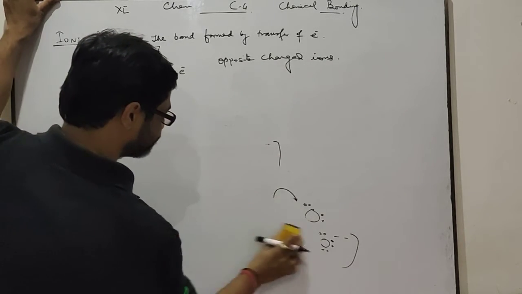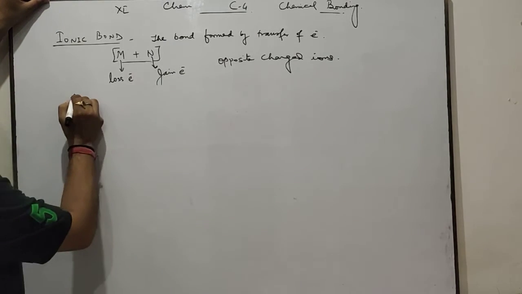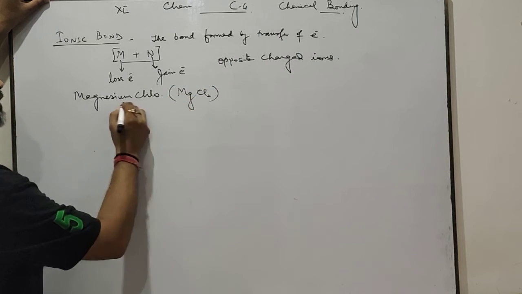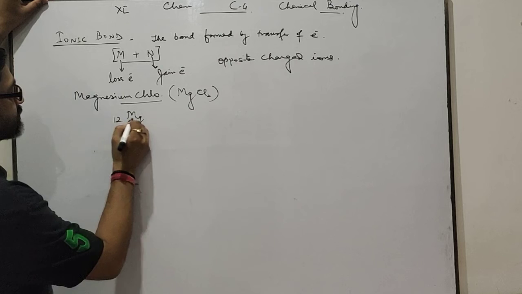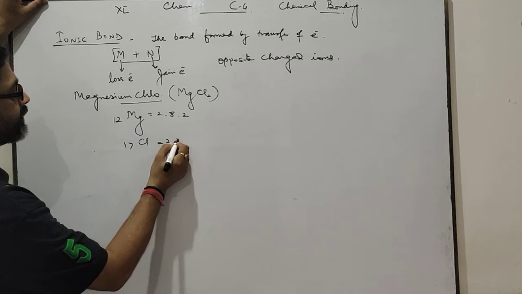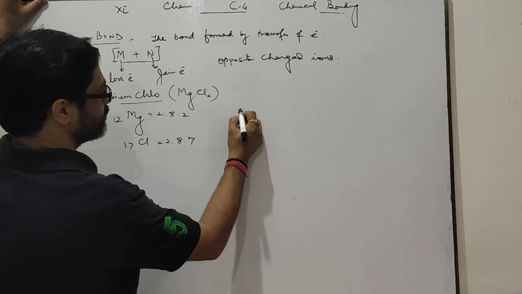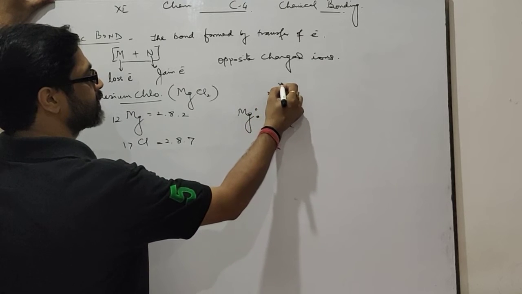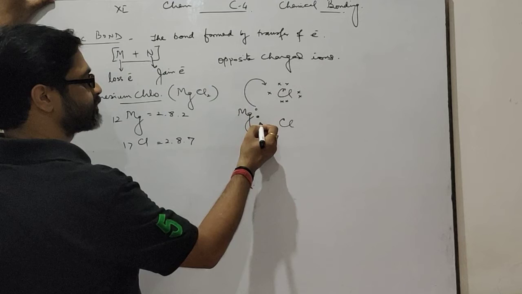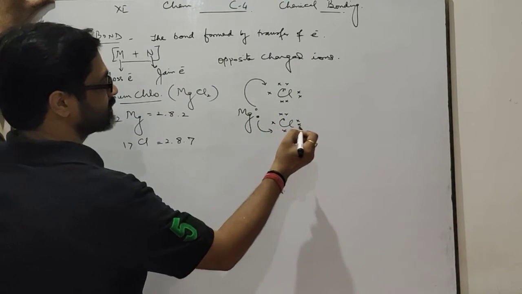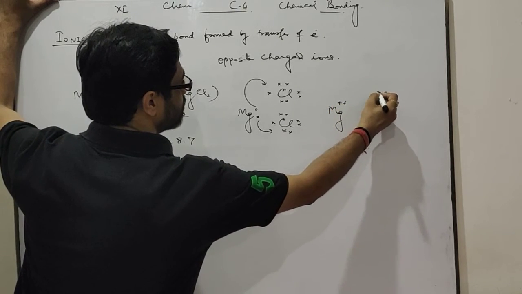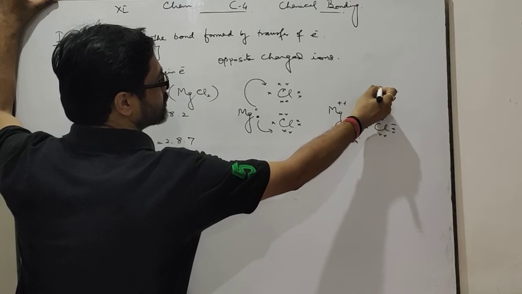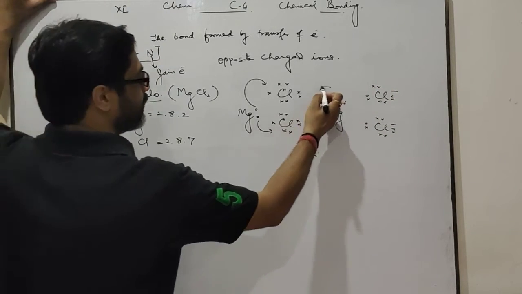Take some more examples like this. Magnesium chloride. The formula will be MgCl2. Mg contains 2 valence electrons, chlorine contains 7 valence electrons. Here magnesium is only 1 atom and chlorine is 2 atoms. This 1 electron is transferred here and another electron is transferred here. Like this, Mg becomes 2 plus, Cl becomes 1 minus, and this also 1 minus. Here 8 electrons get completed. Now it becomes stable by gaining in this way, MgCl2.